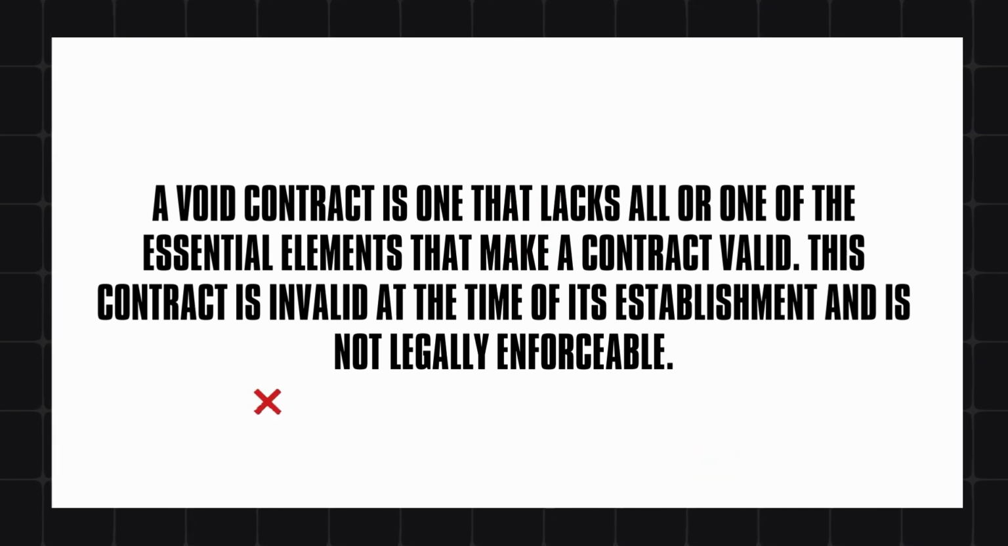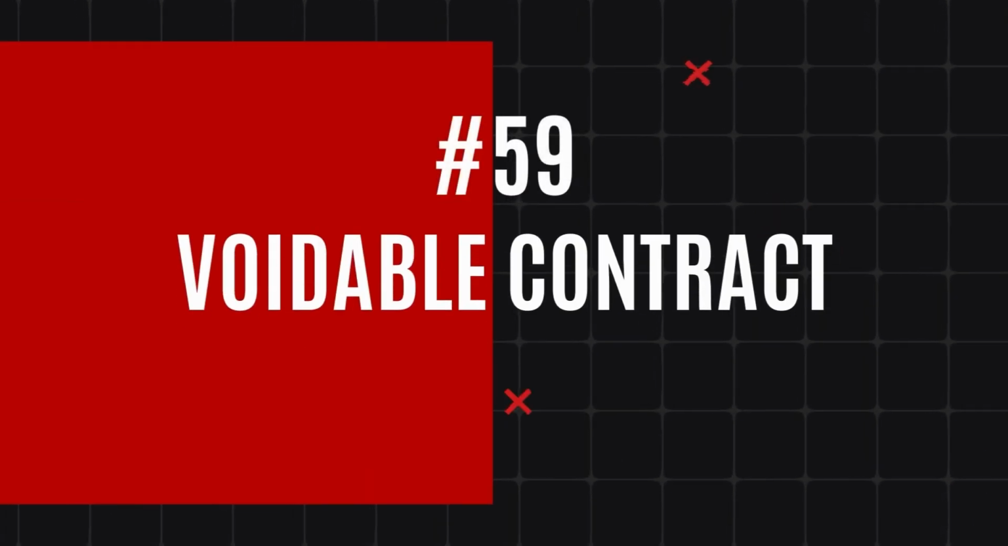Think of a 17-year-old trying to buy property. They enter into a contract with a real estate agent. That is a void contract, as the minor's legal inability to enter into such an agreement invalidates it from the very beginning. Now that you have decoded what void contract means, let's see if you can crack voidable contract.